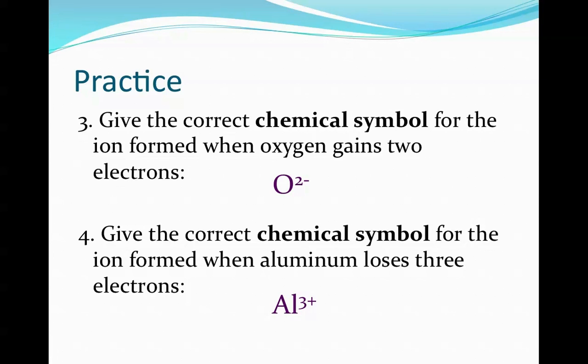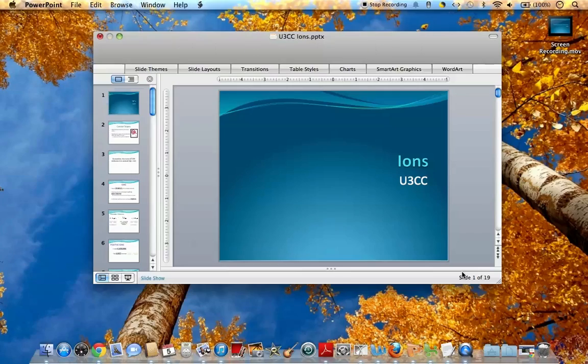Okay, we're going to work on this a lot tomorrow, so if you're having trouble understanding the negative and positive charges and how they come about, just make sure you star those parts in your notes and we'll go over it tomorrow.